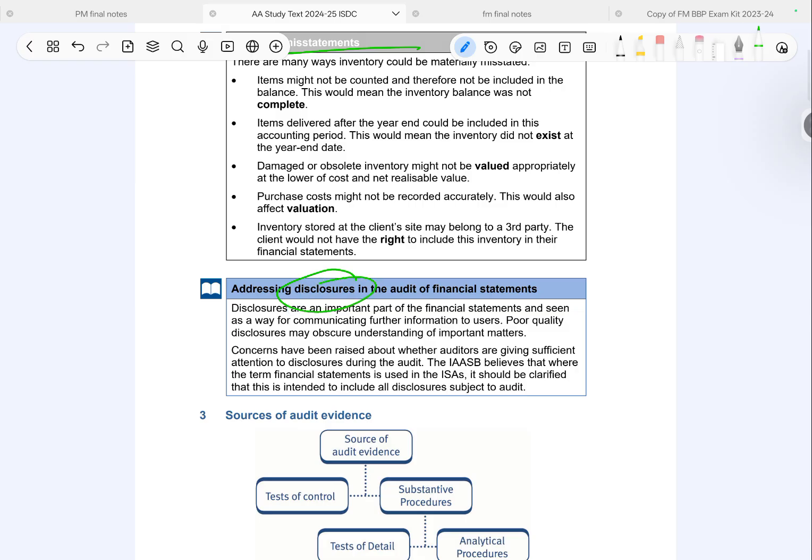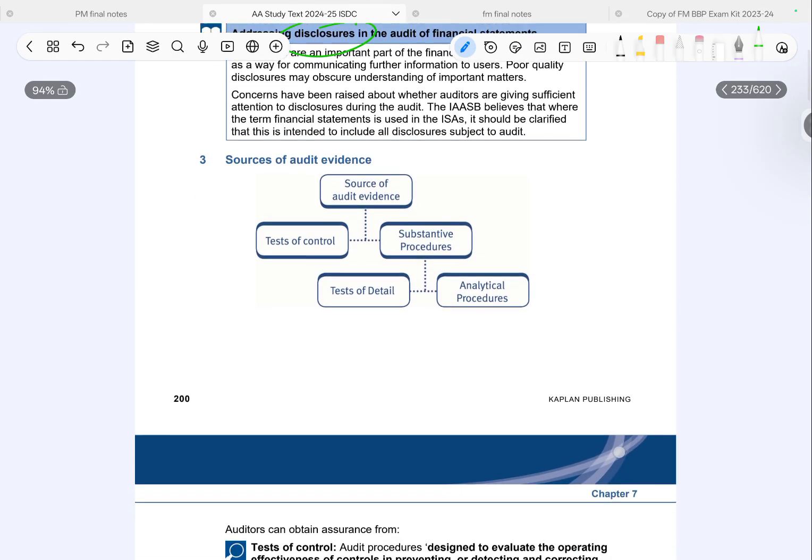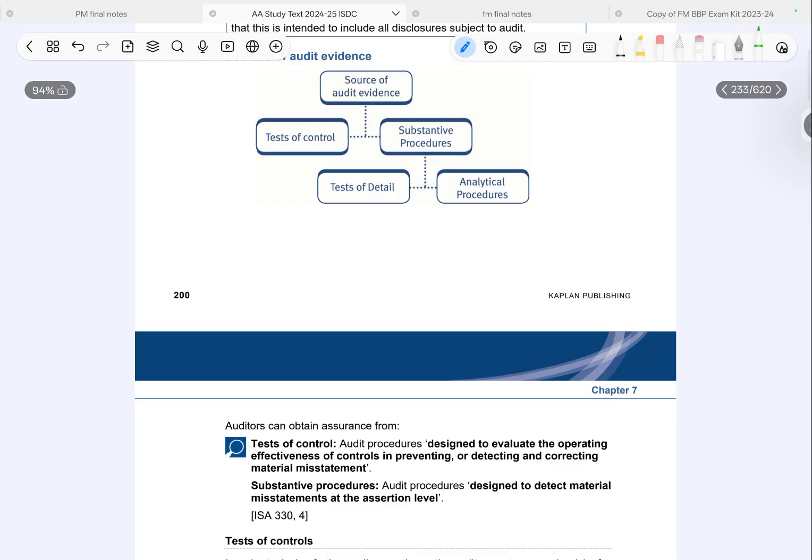Disclosures are super important because they give extra information to users. If disclosures are poor, they can hide important details and confuse users. Some auditors sometimes don't give enough attention to disclosures, which is why it's a big focus area right now. So we move on to audit evidence now.